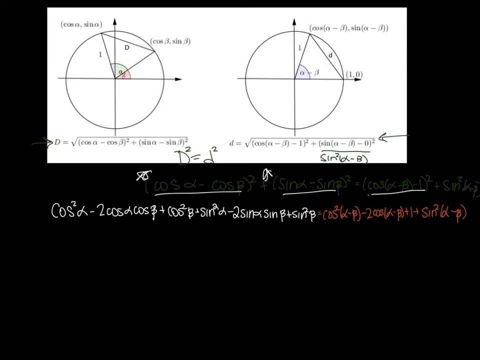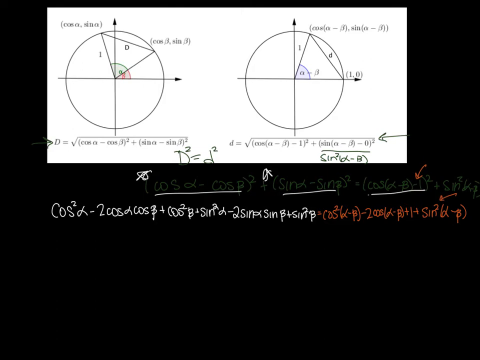Expanding the right side is a little more clear. We get cosine squared of alpha minus beta, minus 2 cosine of alpha minus beta, and that would be multiplied by 1 from here, which is why there's not a second term with it, plus 1. And then again, our sine squared of alpha minus beta comes down.